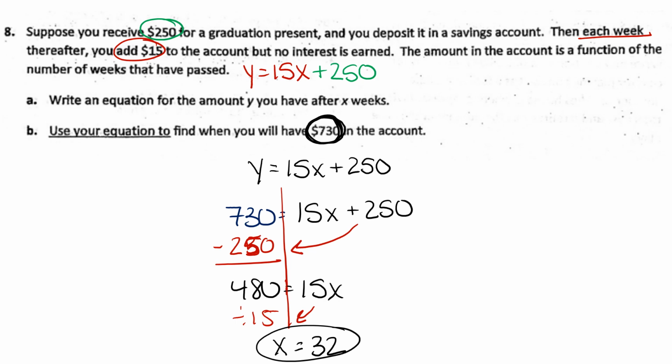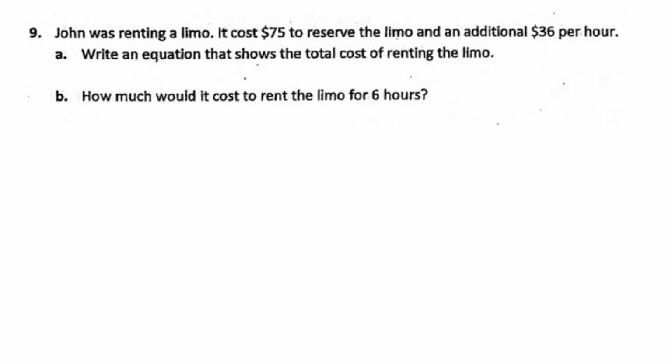$730. Number 9, John was renting a limo. It cost $75 to reserve the limo and an additional $36 per hour. Our key is the $36 per hour. That's our rate of change. So that's the y equals 36x. Our initial value is the plus 75 that it costs to reserve the limo first.